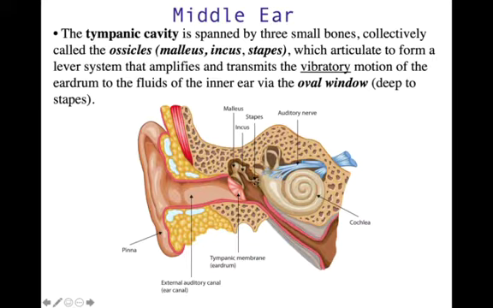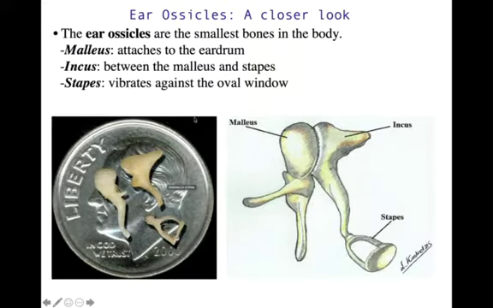Now, deep to the stapes is a little window. You can't really see it on the model, but if we put a pointer here and say deep, then we're referring to the oval window. So if the stapes vibrates, the oval window vibrates, causing the fluid within your inner ear to be displaced. Thereby the cells, which we call hair cells, are able to sense those displacements of fluid. Again, the ossicles are the smallest bones of the human body.